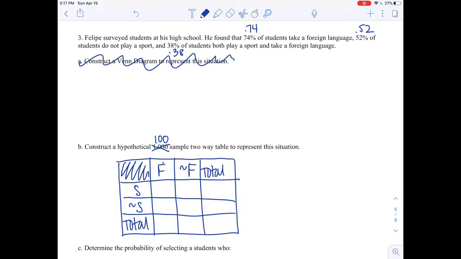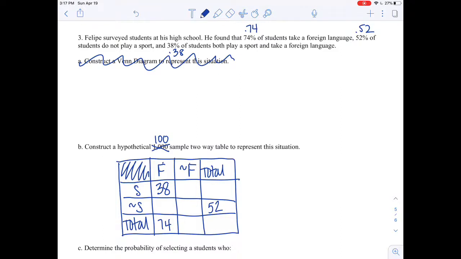74% of students, so 74 out of our theoretical 100 people, take a foreign language. So 74 take a foreign language. 52 do not play a sport. So 52 do not play a sport. 38 students both play a sport and take a foreign language. Okay, so 38 students play a sport and take a foreign language.